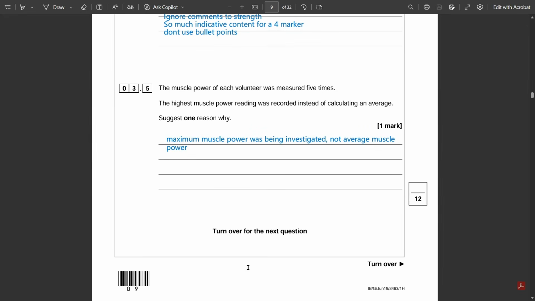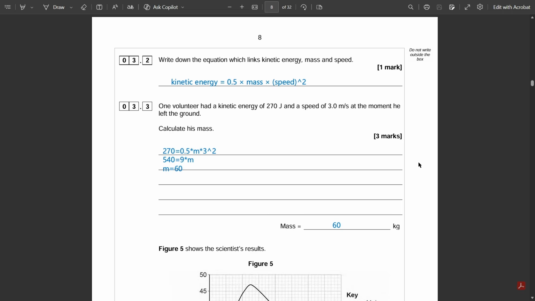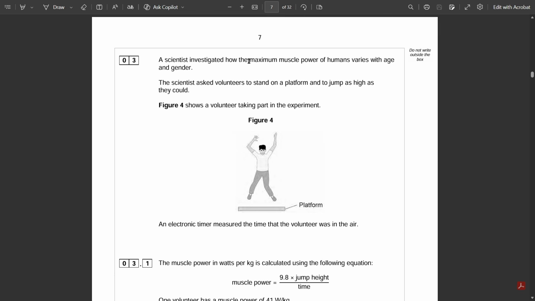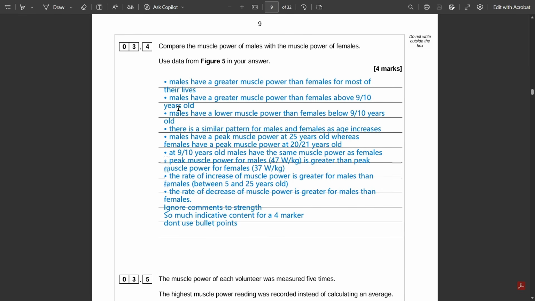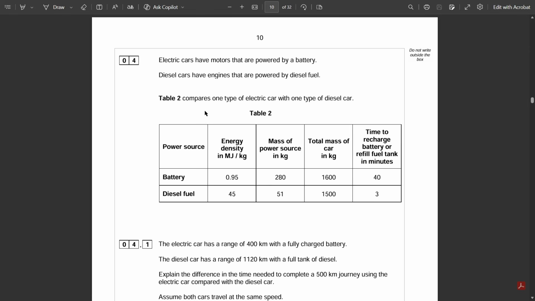And then for 3.5, the muscle power of each volunteer was measured 5 times. The highest muscle power reading was recorded instead of calculating an average, and we were asked to suggest one reason why. That's because maximum muscle power was being investigated, not average muscle power. If you go all the way back, it says investigated the maximum muscle power. So that shows how important the continuity of the question is. You need to read the beginning blurb, because something from it comes up at the very end of the question.